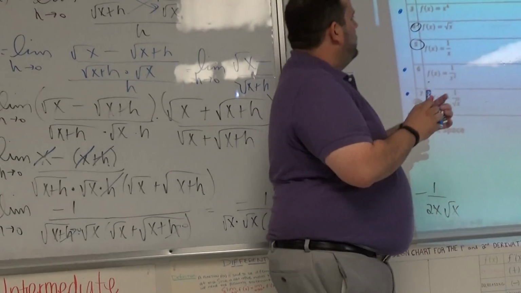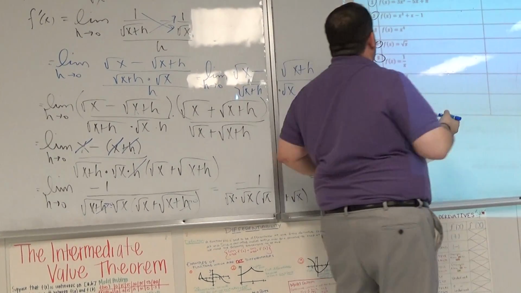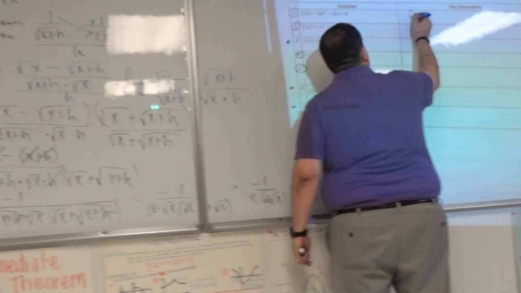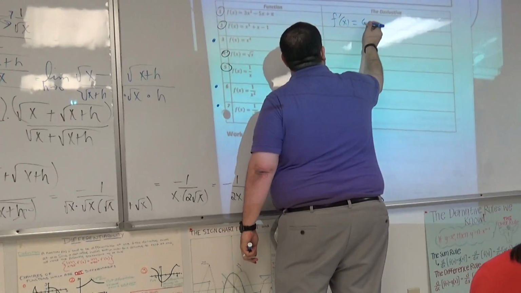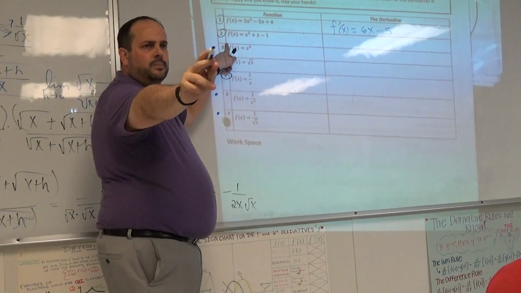All right, so you guys both had number 1? Okay, Irene, what did you get for the derivative? I got 6x minus 5. Okay, and Cynthia, do you guys agree? Did you get 6x minus 5? Yep. Nice. All right, who had number 2?